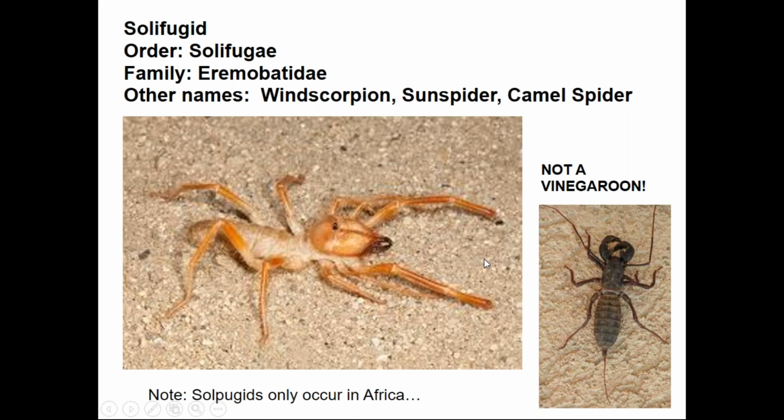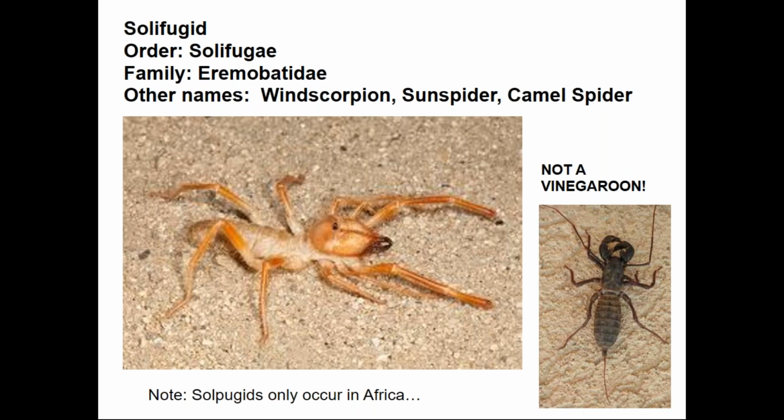This is a weird looking critter that might remind you of a scorpion. For some reason, people want to call these vinegaroons, but they're not. A real vinegaroon is what you see in the lower right there. This critter is called a wind scorpion. It's related to scorpions, but it has no stinger, as you can see. It's also sometimes called a sun spider, although it's not a true spider either. Camel spider is another nickname.